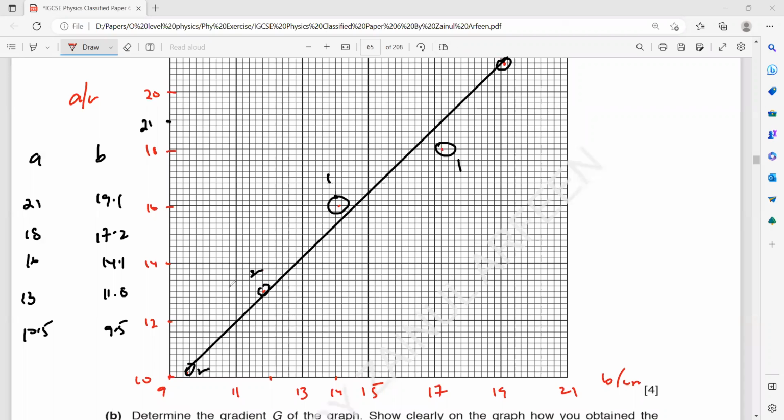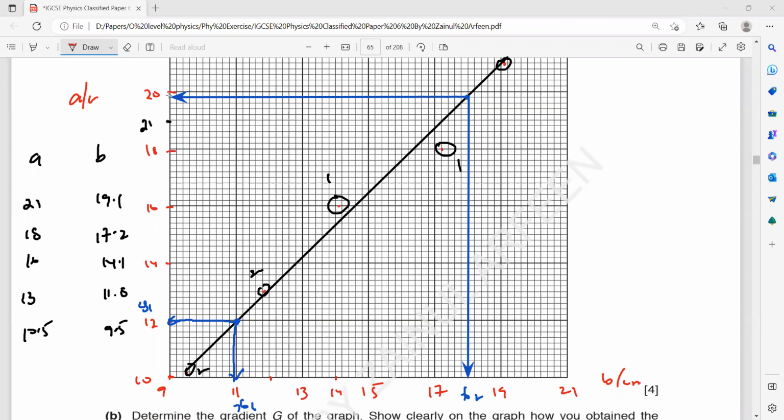Like you have to take any other points. Example, I took this point. So the first point on the x-axis, I will say x1. The first point on the y-axis, I call y1. Then I'll take another point. So I took this point. The second point on the x-axis, I will call x2. And the second point on the y-axis, y2.